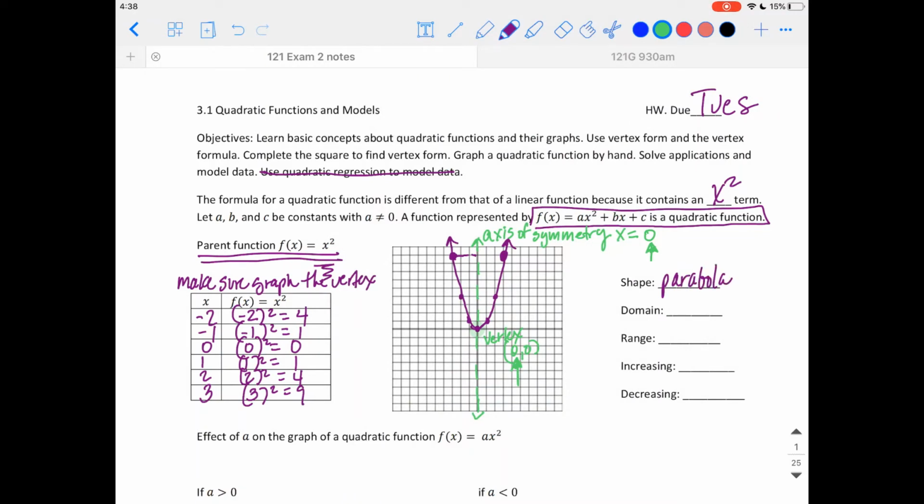My domain is, it'd be nice if you could pause the video here, and it's very important for you to know domain, range, increasing, decreasing, especially if you're barely beginning your math classes here. So please pause it. So our domain, hopefully we're checking our answers now, is, again, it's going to be our x's.